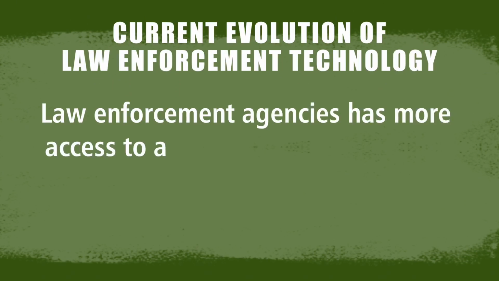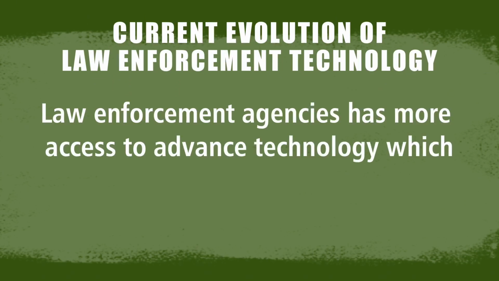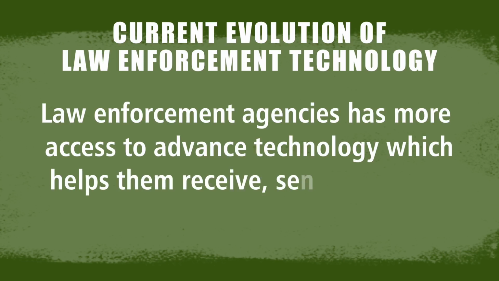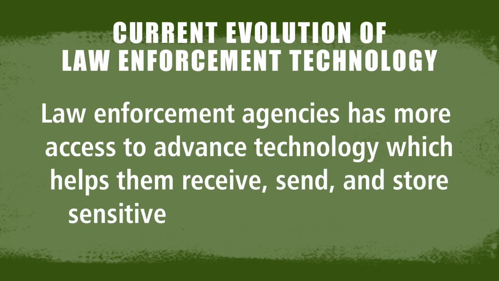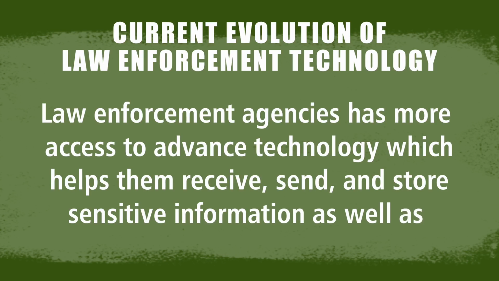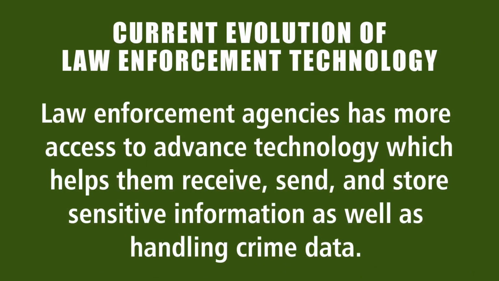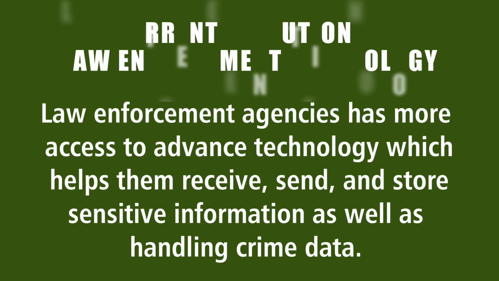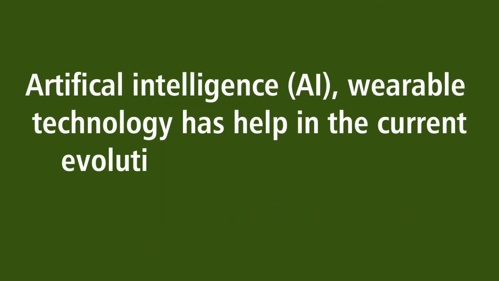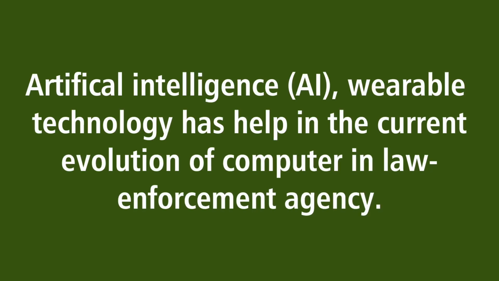Current evolution of law enforcement technology. Law enforcement agency has more access to advanced technology which helps them receive, send, and store sensitive information as well as handling crime data. This means that law enforcement agency can easily analyze crime data and also keep criminal records for future reference. Moreover, artificial intelligence, AI, and wearable technology has also helped in the current evolution of computer in law enforcement agency.